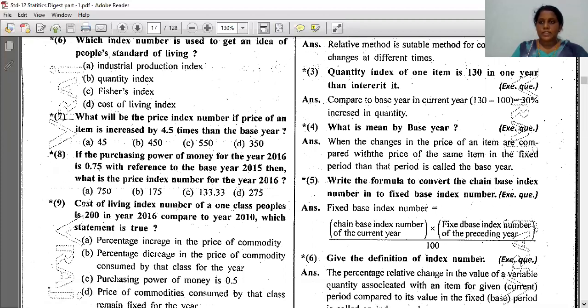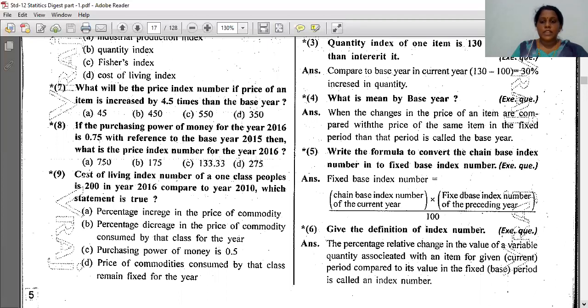Now, sixth one, give the definition of index number. So the answer is, while explaining the chapter, I have given one definition that you can also write. The percentage relative change in the value of a variable quantity associated with an item for the given period compared to its value in the fixed period is called an index number.